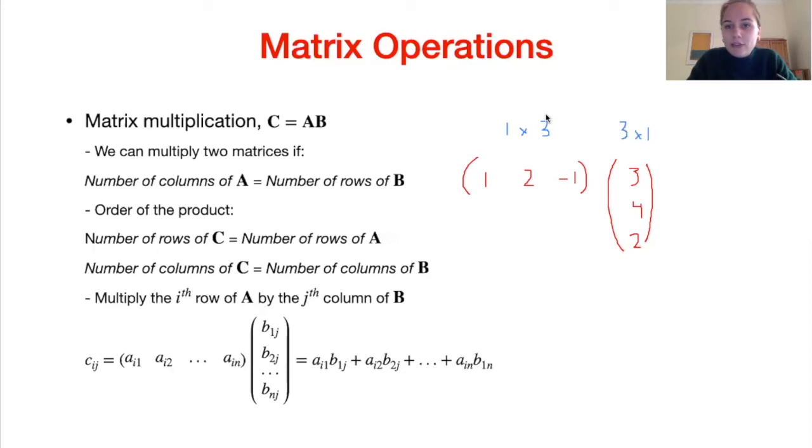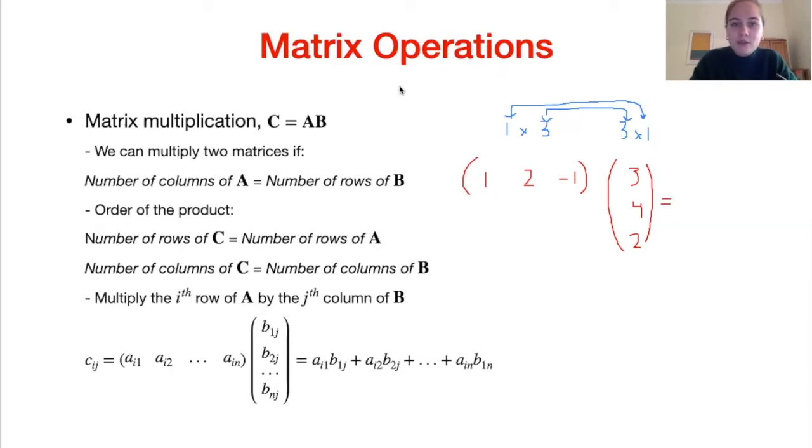So we see here, we check first of all these two numbers are equal, hence we can multiply them, and then this is going to be the order of our product. So we're just going to have a matrix which has 1 entry as this product. Okay, so let's work out that 1 entry then.